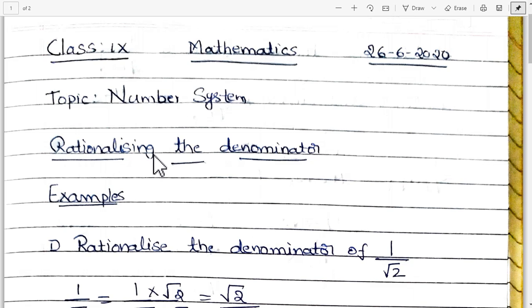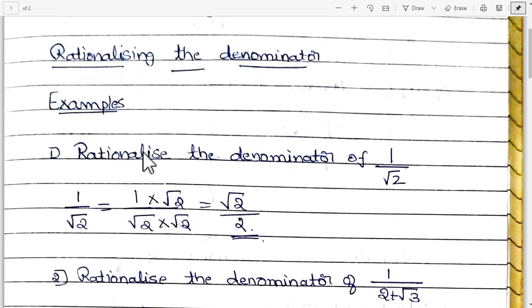Good morning, students. In this class, we will learn rationalizing the denominator. See, rationalize the denominator of 1 by root 2. Here, root 2 is an irrational number. We have to rationalize root 2 that is in the denominator.